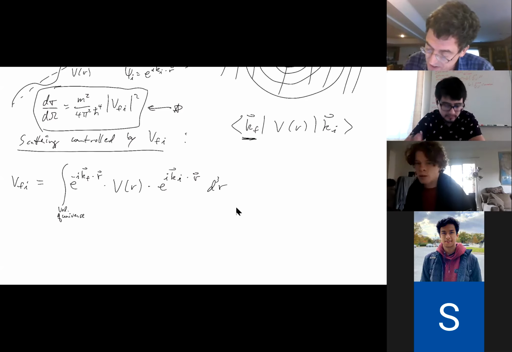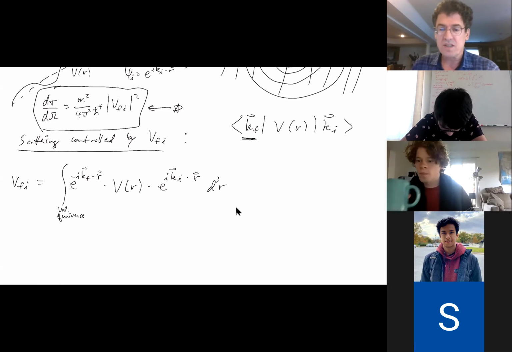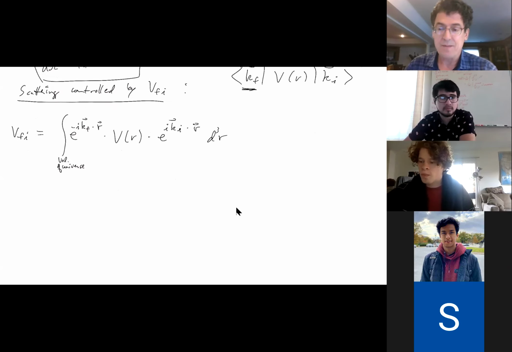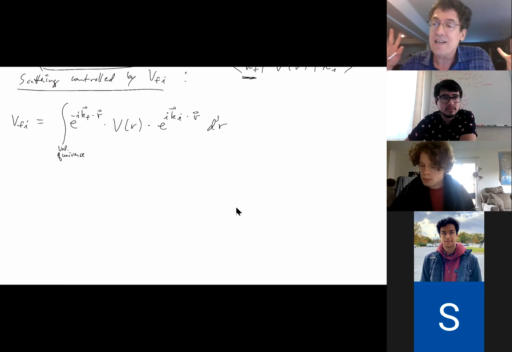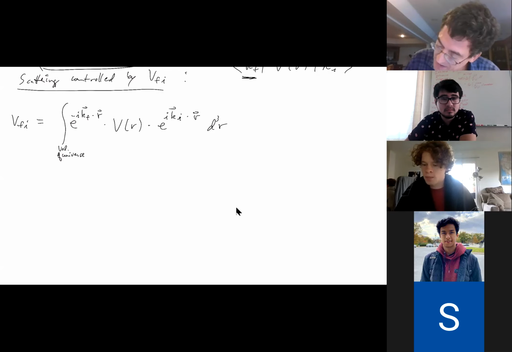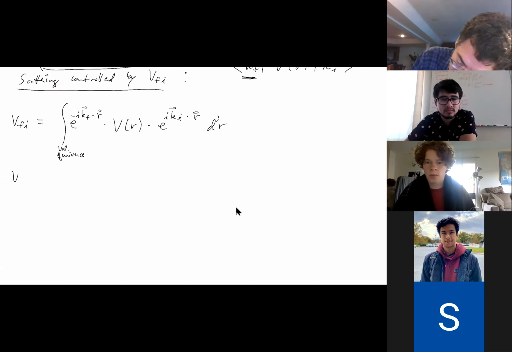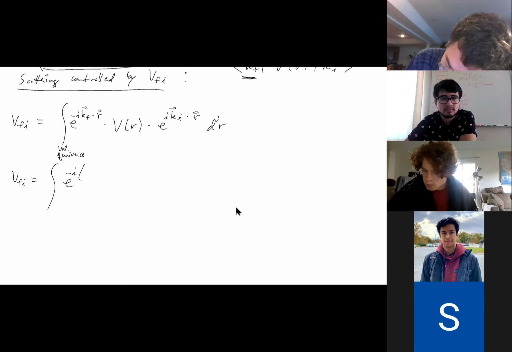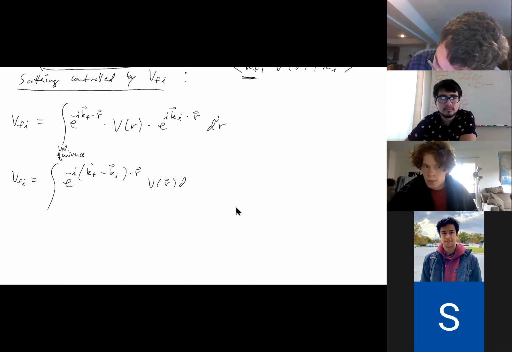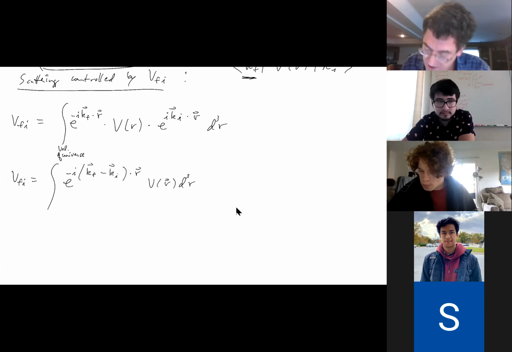All right, so what does this mean? Because when you look at this for the first time, it's just some bizarre integral that kind of makes no sense. Well, I mean, it's easy to write down. So let me rewrite it. V_FI is equal to the integral of e to the minus i (K final minus K initial) dot R times V of R d cubed R. Okay, now look at it the way I've rewritten it.